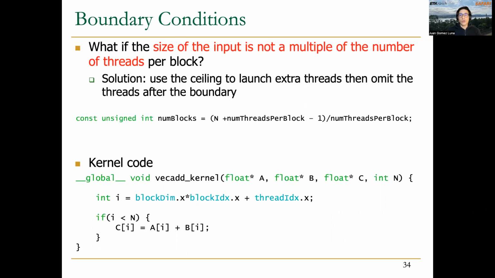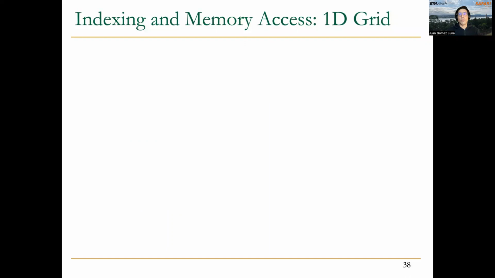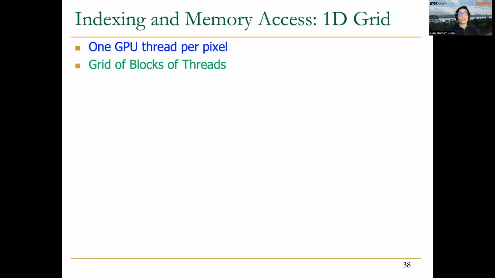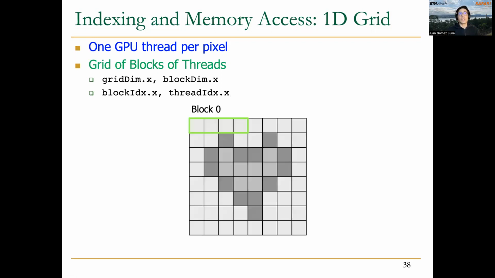So this is what we call the 1D grid, where the thread blocks are considered to have a single dimension. And because they have a single dimension, we have this .x when we define the grid dimension, that is the number of blocks in the grid, and this block dimension, that is the number of threads per block. And similarly, we have blockIdx.x and threadIdx.x because we are using a single dimension.